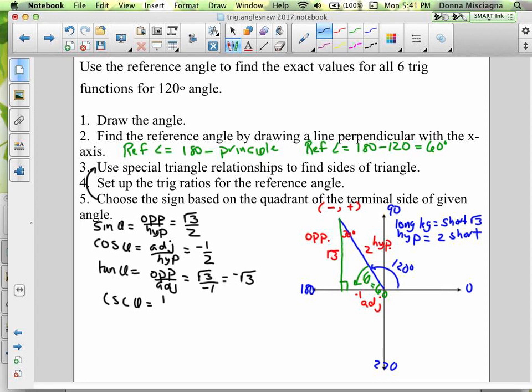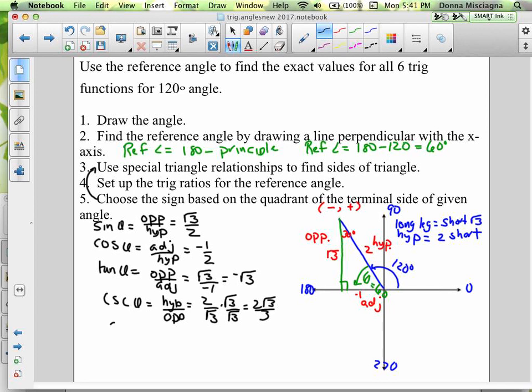Cosecant theta is hypotenuse over opposite. So that's going to be 2 over the square root of 3. This one needs to be rationalized because it's got a radical in the denominator. So we'll multiply numerator and denominator by the square root of 3. So that's going to be 2 square root of 3 over the square root of 9. The square root of 9 is just 3.